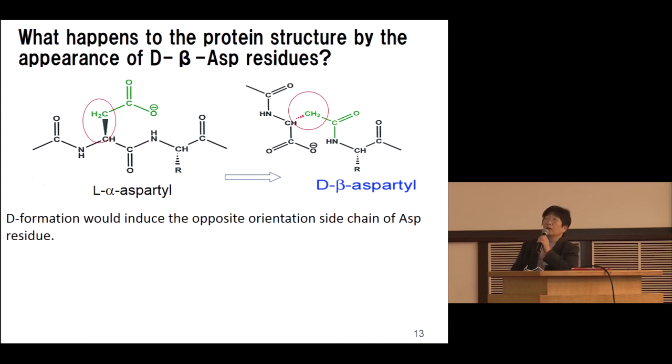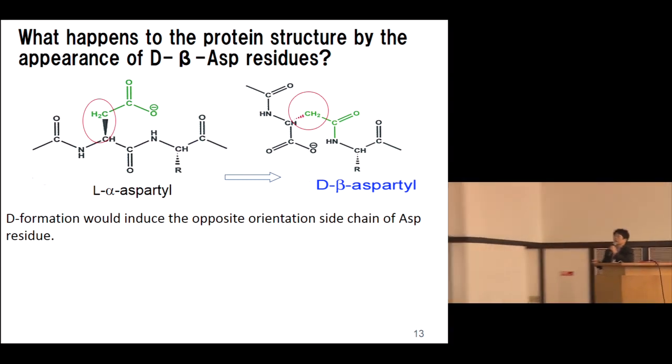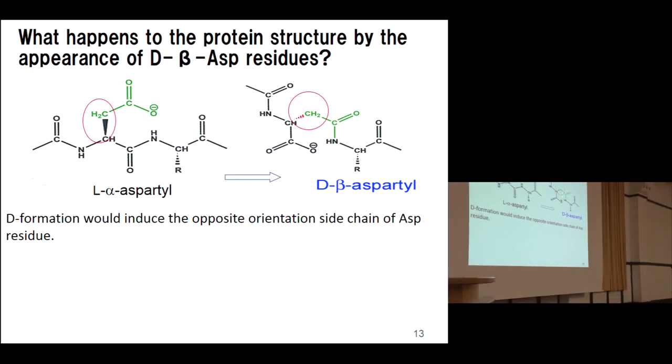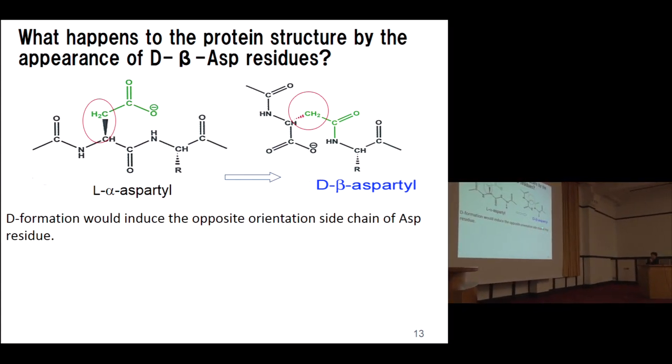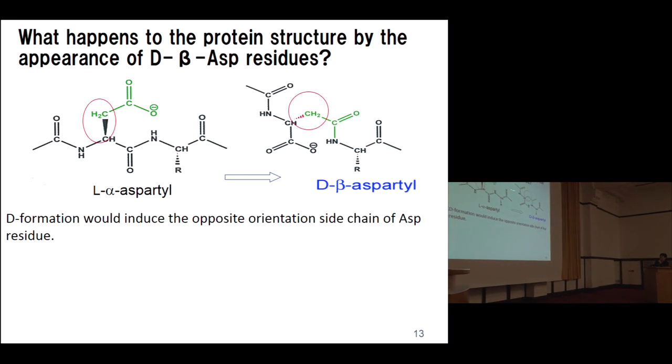So, what happens to the protein structure by the appearance of D-beta Asp residues? Here is a normal L-alpha aspartyl residue. This is abnormal D-beta aspartic acid. The deformation would induce opposite orientation. This one is here, and another one is behind this area. And so the side chain of the Asp residue is opposite.